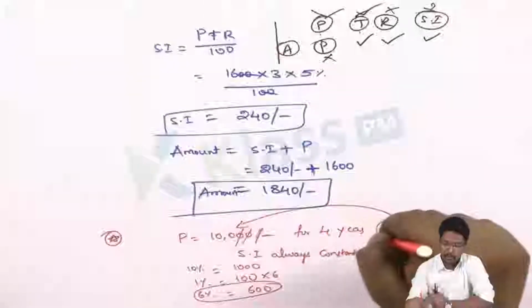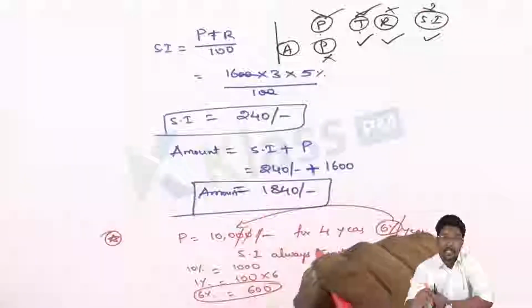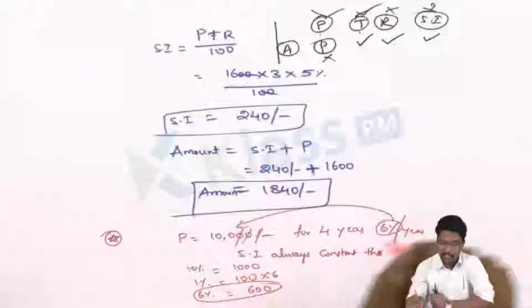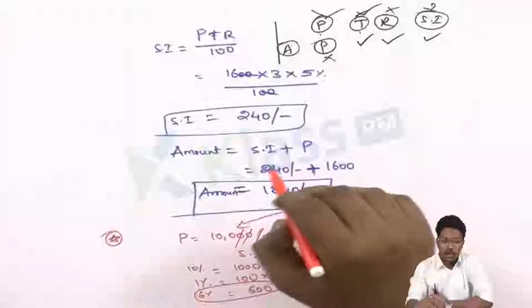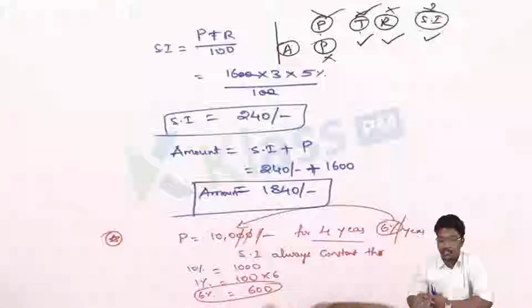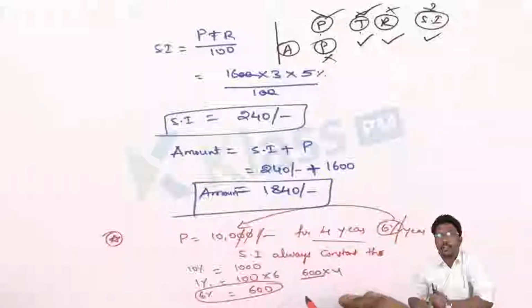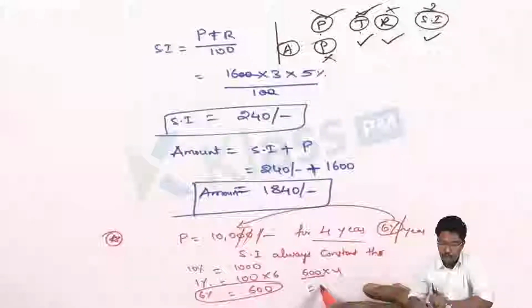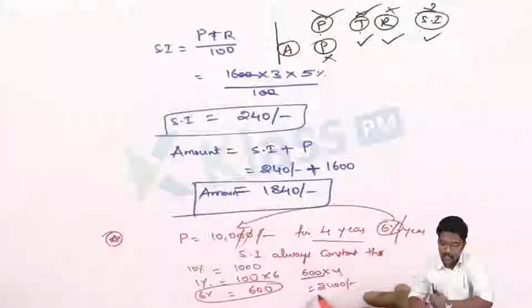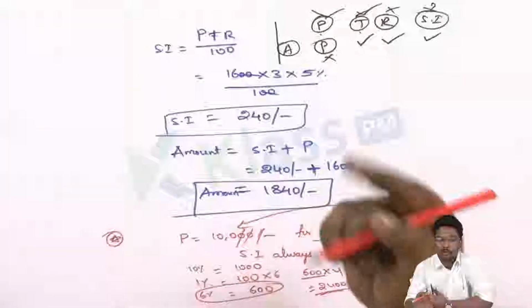So in the first year I have to pay 600 rupees. And in the second year also I have to pay 600 rupees, because the time period is 4 years. So for 4 years, what is the total interest I have to pay? 600 rupees into 4, each year I have to pay 600 rupees. So up to 4 years it is 2,400 rupees. It is the extra amount I have to pay to the bank.